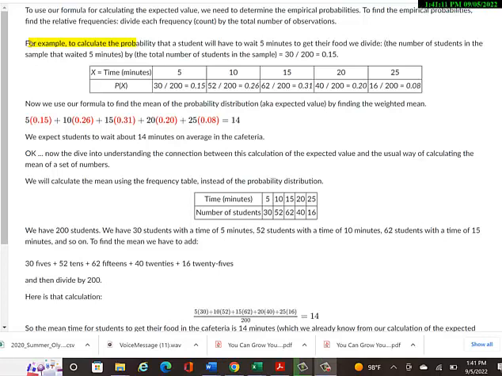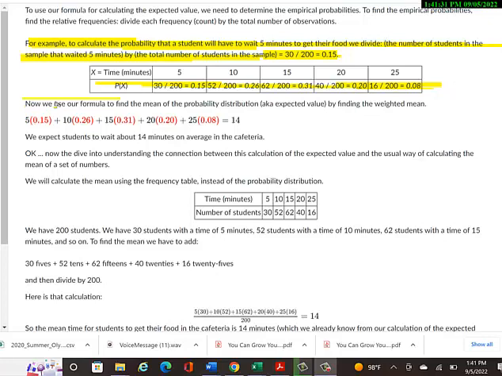Now, to calculate the probability that a student will have to wait 5 minutes to get their food, like we said, we divide the number of students by the total number of students. We wrote what that looked like above. So they've written it in a table. All those divisions that we wrote above, they actually calculated them here to 2 decimal places of accuracy.